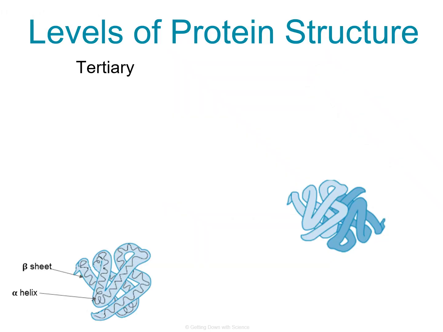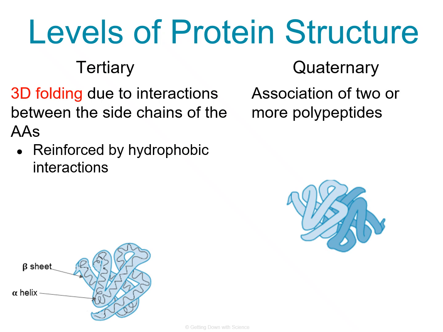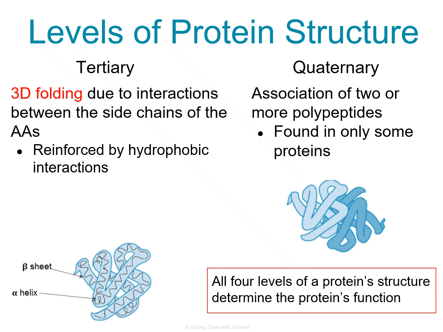So we have tertiary structures, which is 3D foldings due to interactions between the side chains of the amino acids, and it's reinforced by hydrophilic interactions. So we have beta sheets and alpha helixes start folding in on each other. And then we have quaternary, which is associations of 2 or more polypeptides. They are found in only some proteins. All 4 levels of protein structures determine the function of the protein. Once again, structure dictates function.